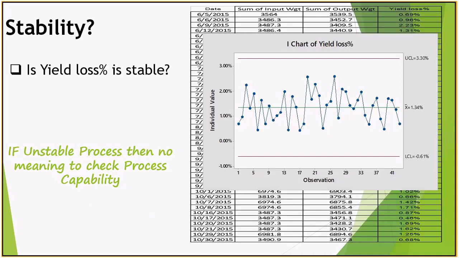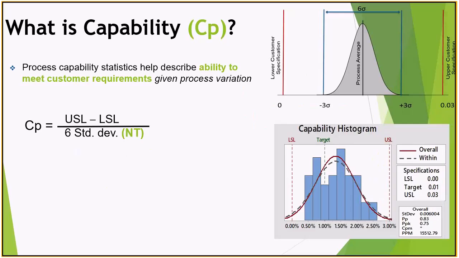So whenever you are going for the capability, first check stability using your IMR chart if it is individual data, or X bar R chart using your subgroup data. There are many other charts as well. Now the next and very important thing is called CP, which is process capability. Whenever we are talking about process capability, we are checking the ability to meet the customer requirement. In case of stability, we are not having any specifications. We are just checking whether our data is in control or not.